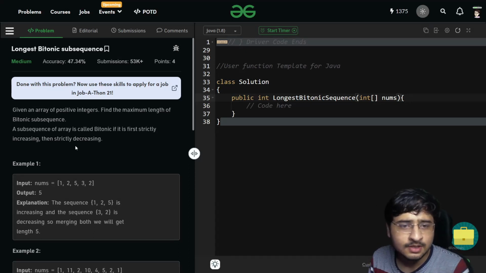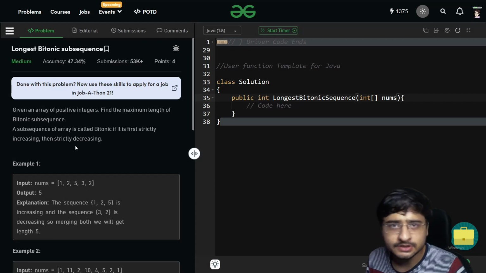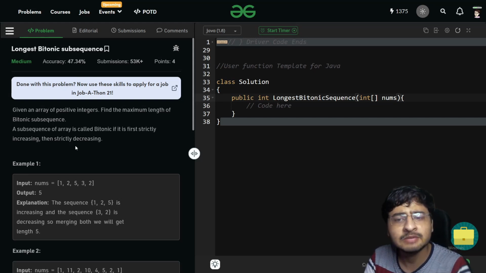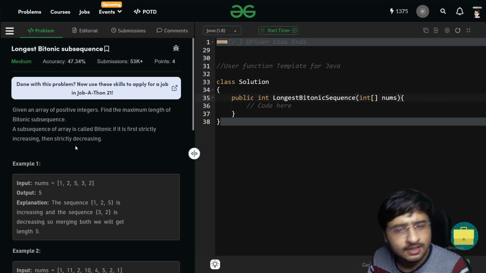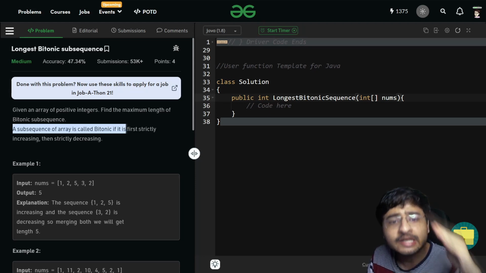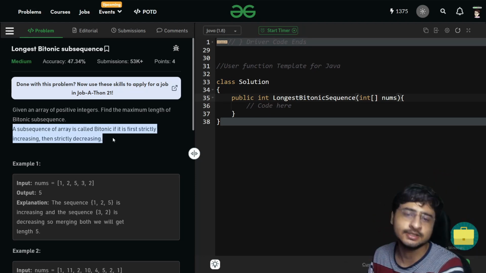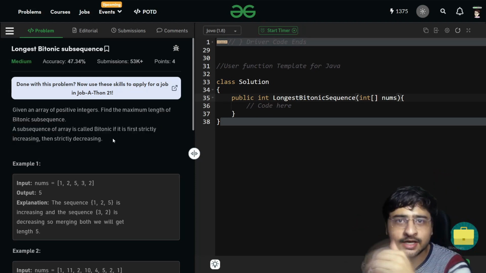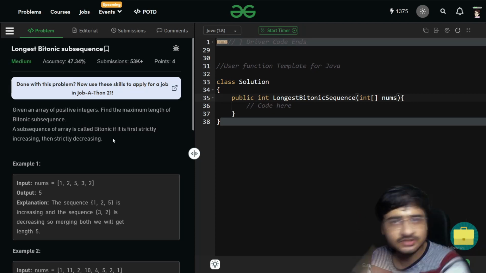Let us read the problem. Given an array of positive integers, all of those integers are positives. Find the maximum length of Bitonic subsequence. Directly they are asking the question, find the maximum length of Bitonic subsequence. Let's see what is a Bitonic subsequence. A subsequence of an array is called Bitonic if it is first strictly increasing and then strictly decreasing. Okay. So bitonic, right? It's first strictly increasing and then strictly decreasing.